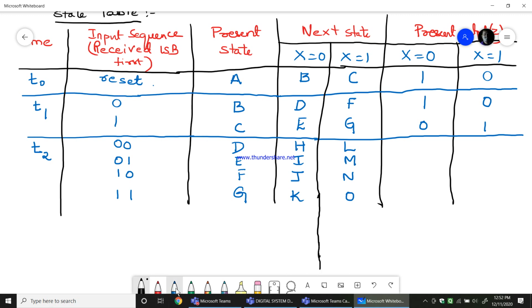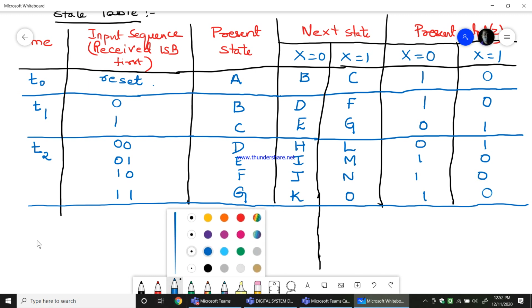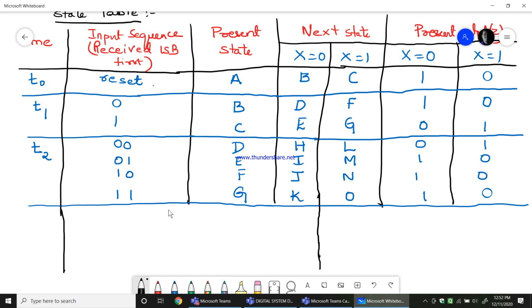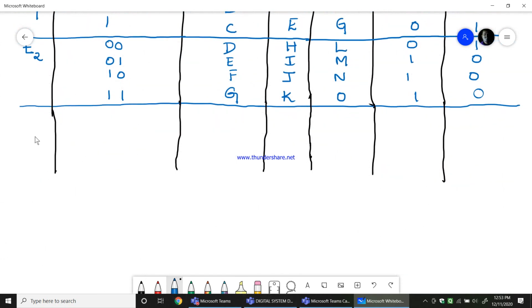Okay, so similarly, if you see the output according to the diagram, it is 0 1 and 1 0 and then 1 0 and then 1 0. Now finally the last state is T3.